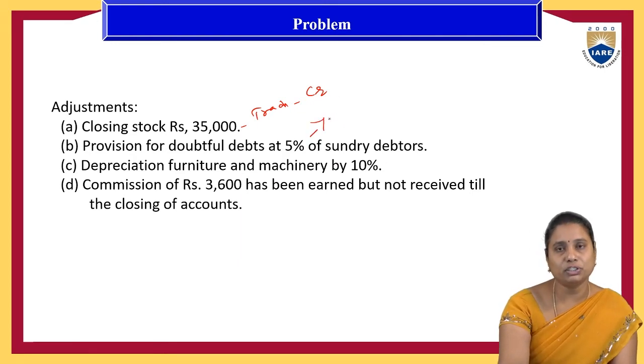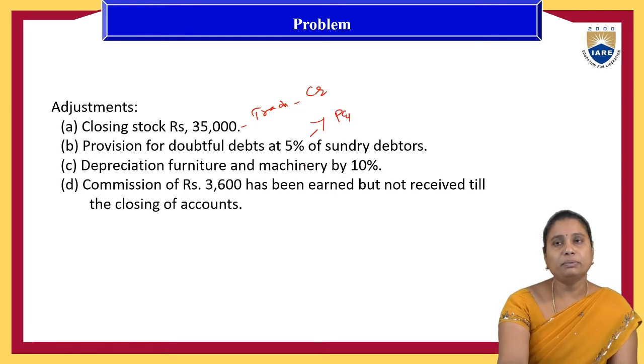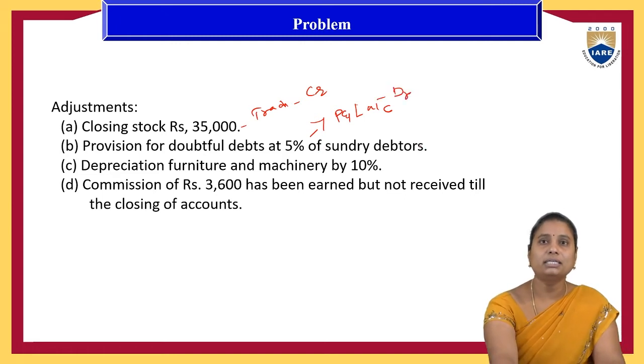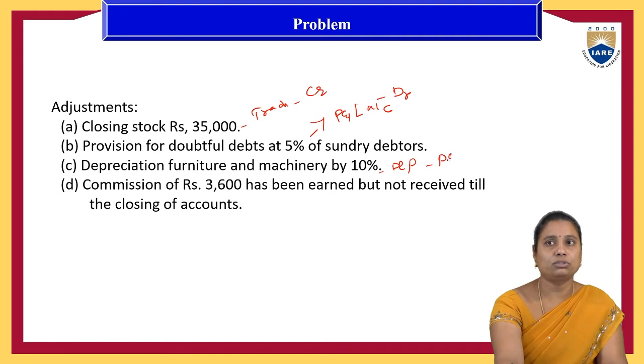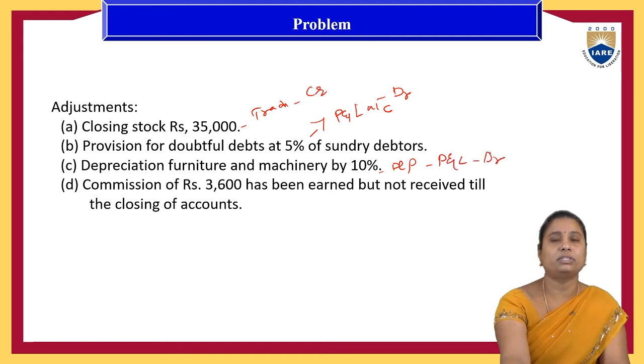Provision is an expenditure for the organization, so the 5% on the debtors, they will maintain in the profit and loss account, on the debit side. The remaining amount only they will post under the balance sheet. Depreciation on furniture and machinery is 10%. Depreciation is an indirect expenditure, so they will mention it in the profit and loss account, debit side.